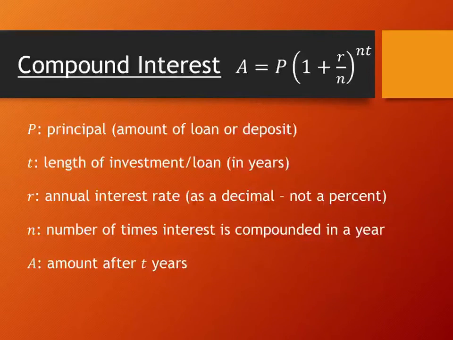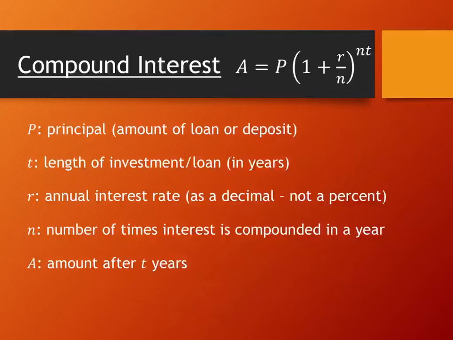Each of those letters is a specific quantity. P is called the principal. It's the amount of the loan or the deposit. So the loan if you're borrowing money, a deposit if you're investing. T is the length of the time of the loan. It's always in years. So if they give it to you in months, you've got to turn it into years. So sometimes you'll see things that are written as 18 months. Well, you need to know that T would equal 1.5 then, because that's a year and a half. Or sometimes you'll see 36 months, 3 years.